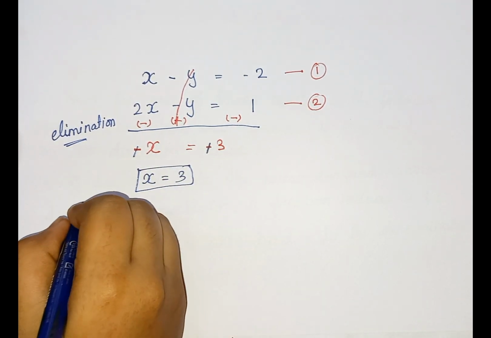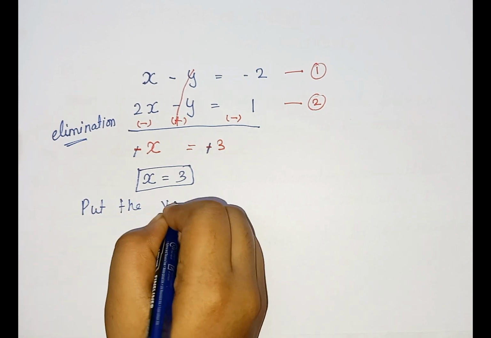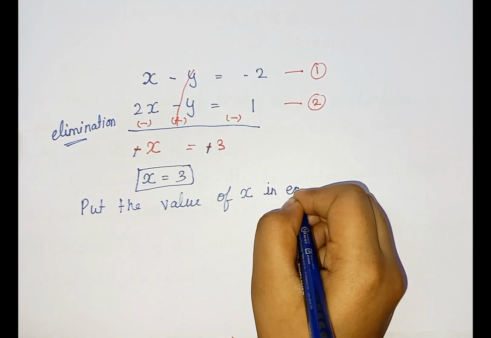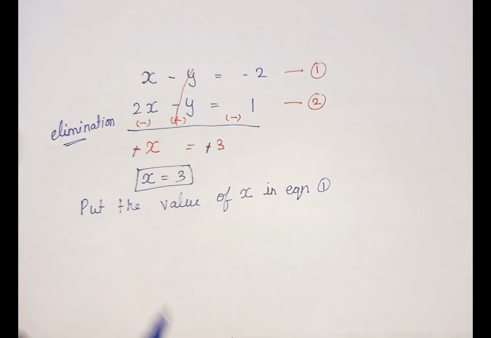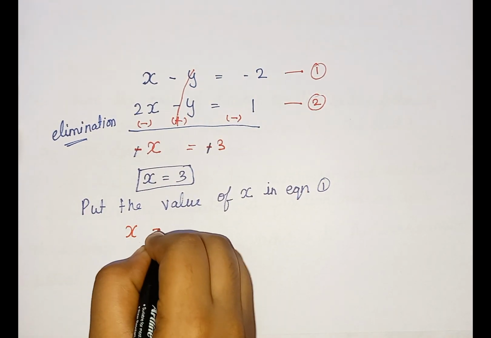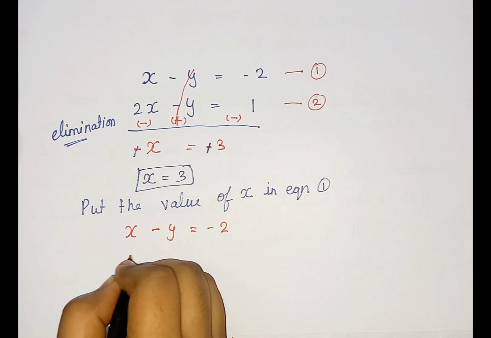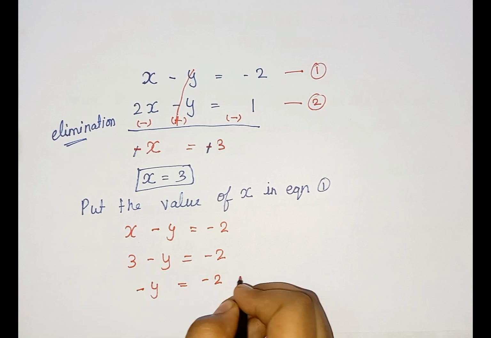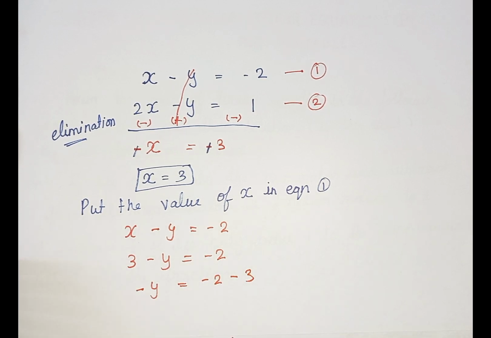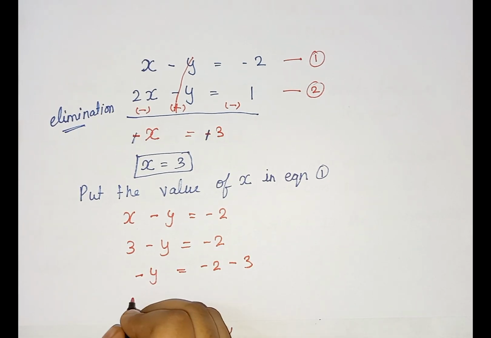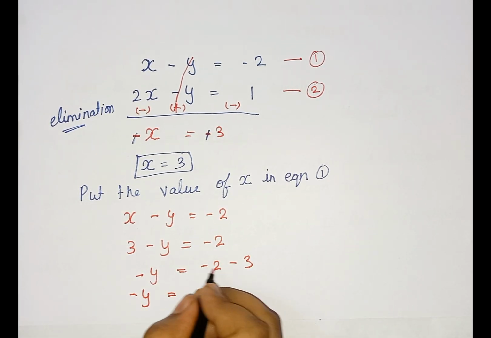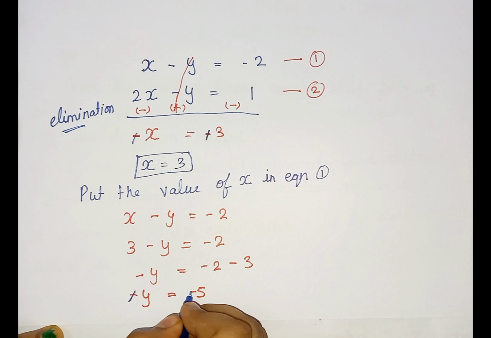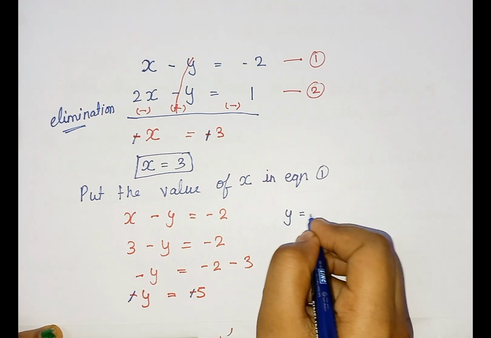Now put the value of x in equation 1. So this is equation 1: x minus y is equal to minus 2. The x value is 3, so 3 minus y is equal to minus 2. When this 3 comes to this side, it changes into minus 3. Now minus y is equal to, when we add them, we get 5 and minus. Now let us cancel the signs. So we got y is equal to 5, isn't it?